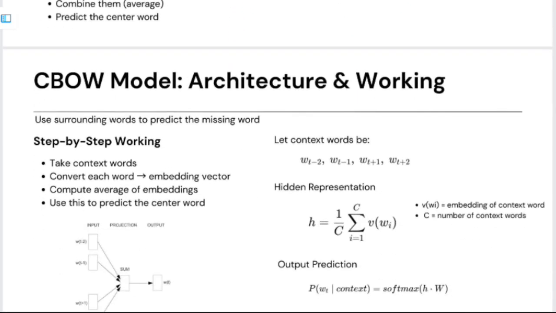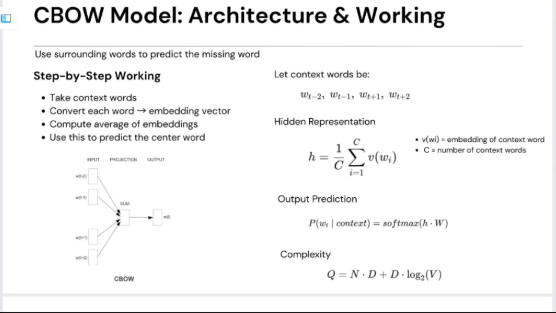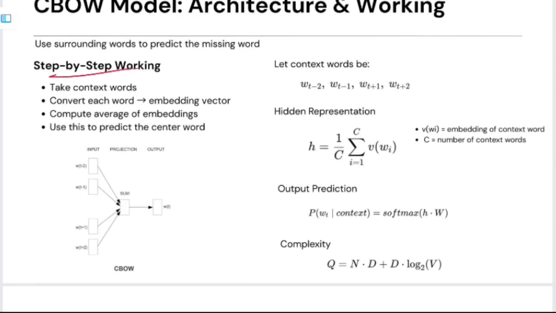So now let's understand the architecture and working of this model. The hidden representation is simply the average of context word vectors. Let's understand the step-by-step working. First of all, we take the context words. If we have C context words, we compute the sum of their embeddings divided by C. This gives us a single vector that represents the entire context. Then we use this vector to predict the probability of each word in the vocabulary. And this is done using a softmax function.